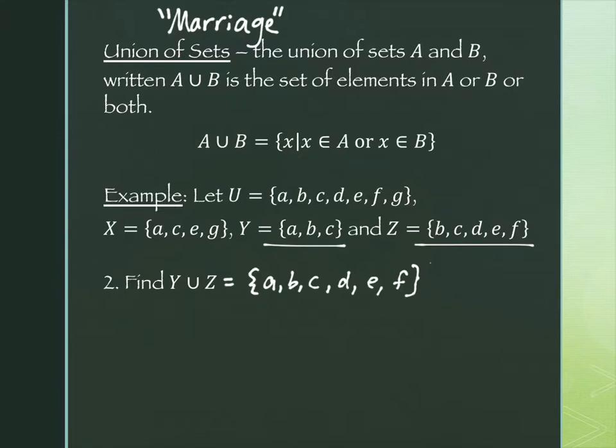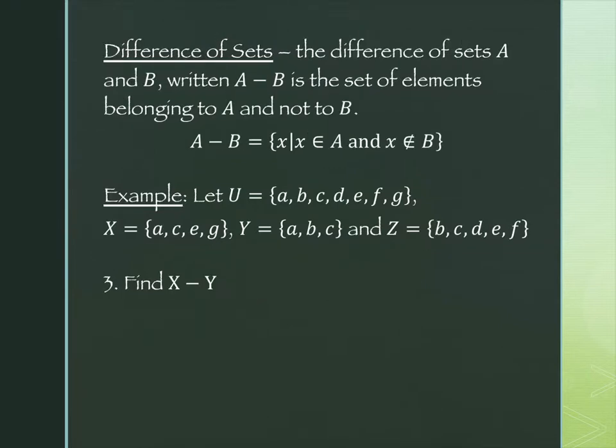And the last set operation we have is called the difference. Difference of sets. So the difference of sets A and B is written like subtraction. A minus B is the set of elements belonging to A and not to B. And that's what you see with the set notation. A minus B means x is in A, but x is not in B. After we do this example, I'm going to go back and show you pictures for these two that go along with the Venn diagrams.